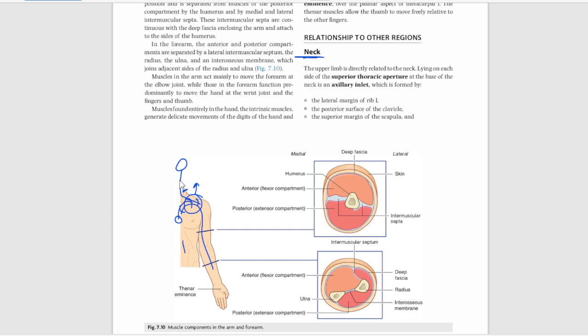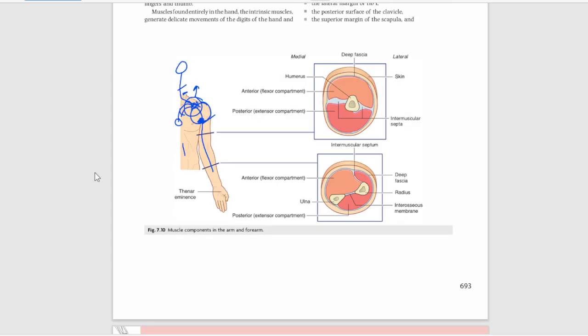This is the relation with the neck and the arm. So you will see the superior thoracic aperture and the axillary inlet. Behind, on the inferior side, there is the axillary inlet. This is the axilla, and there is the axillary inlet, and this is the superior thoracic aperture, where everything enters into the thorax.